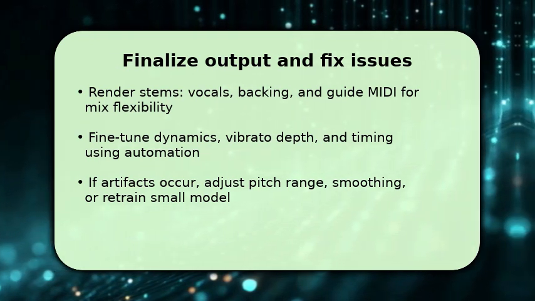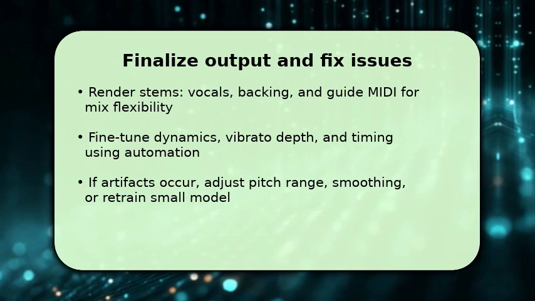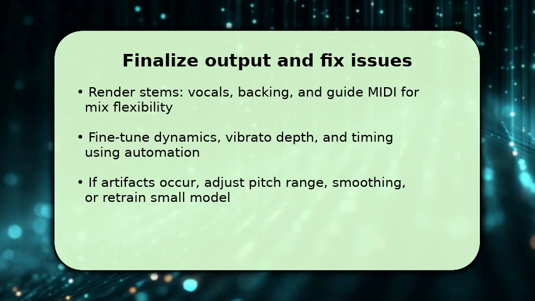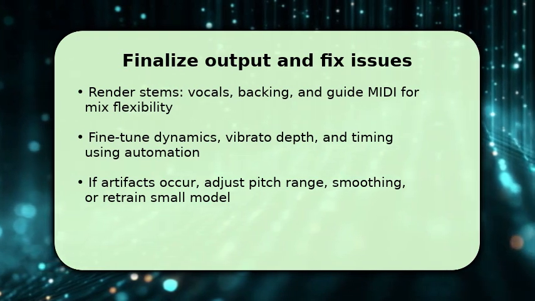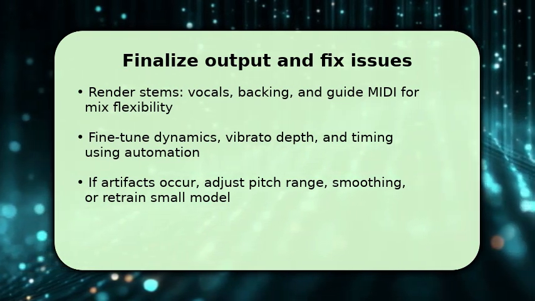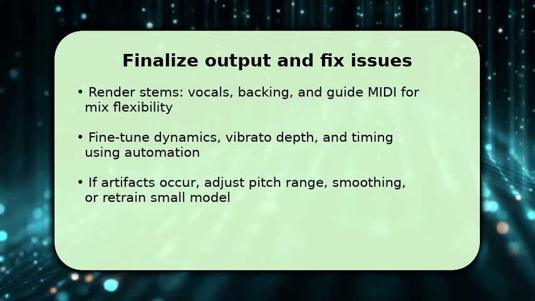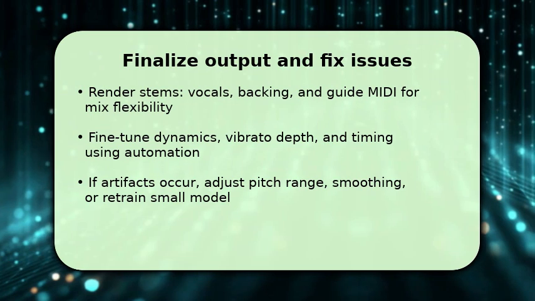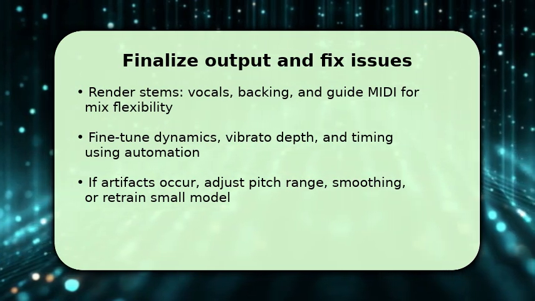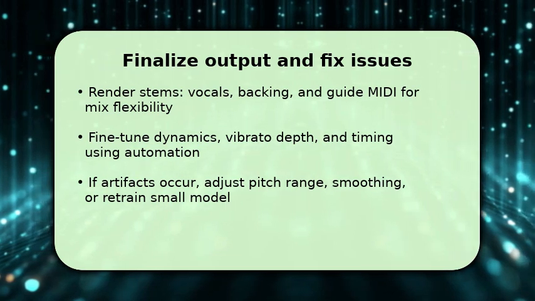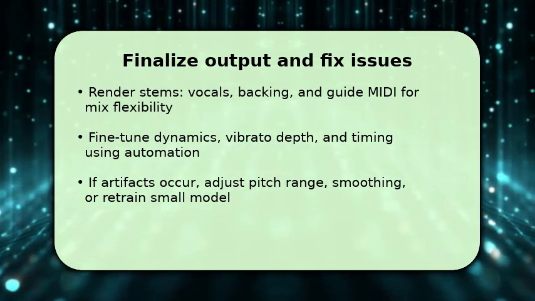Then tweak dynamics, add subtle vibrato, and automate timing nudges until phrasing feels musical. If you notice artifacts, harsh formants, pitch jumps, or robotic sustain, reduce pitch shift range, increase smoothing, or realign problematic phonemes. If persistent, retrain the model on a tiny singing dataset or switch to a different vocoder. That troubleshooting step usually fixes the remaining issues.